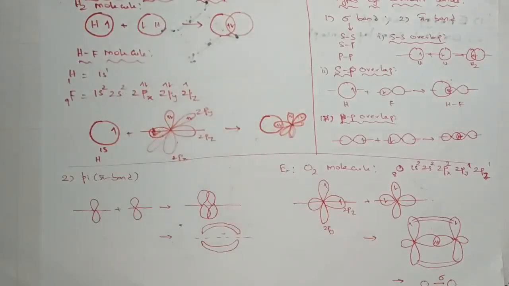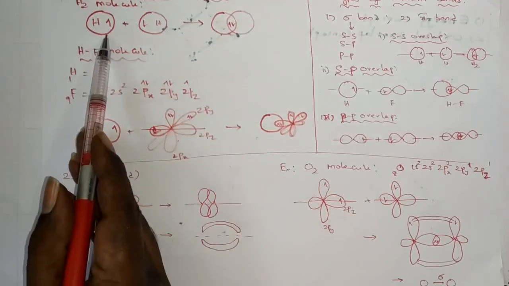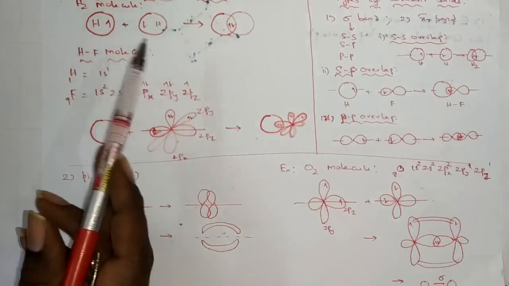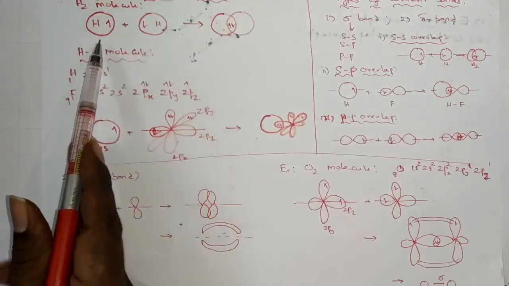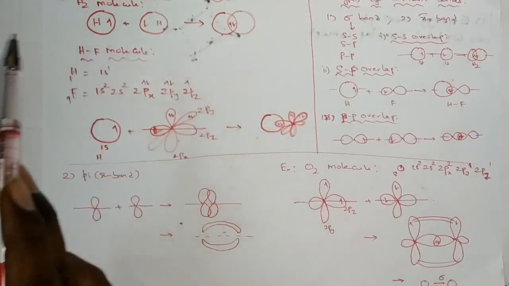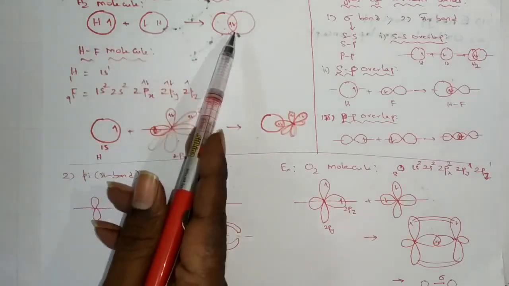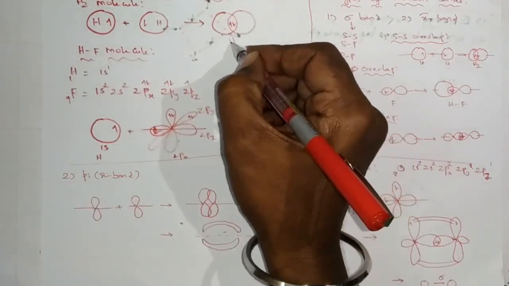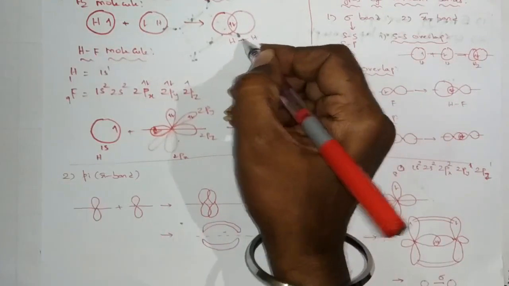To see the formation of the hydrogen molecule, in this example I discussed the hydrogen molecule. What happens when two hydrogen atoms having electrons with opposite spin come close to each other? The s orbitals overlap with each other, resulting in the formation of a molecule. H2 is a molecule. A stable covalent bond is formed.